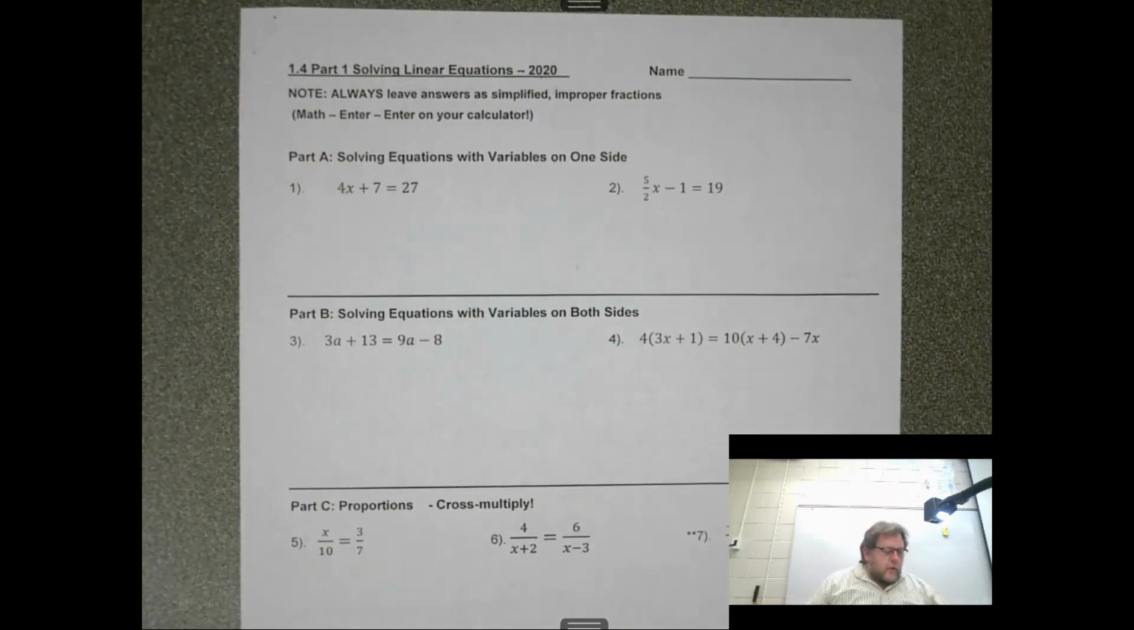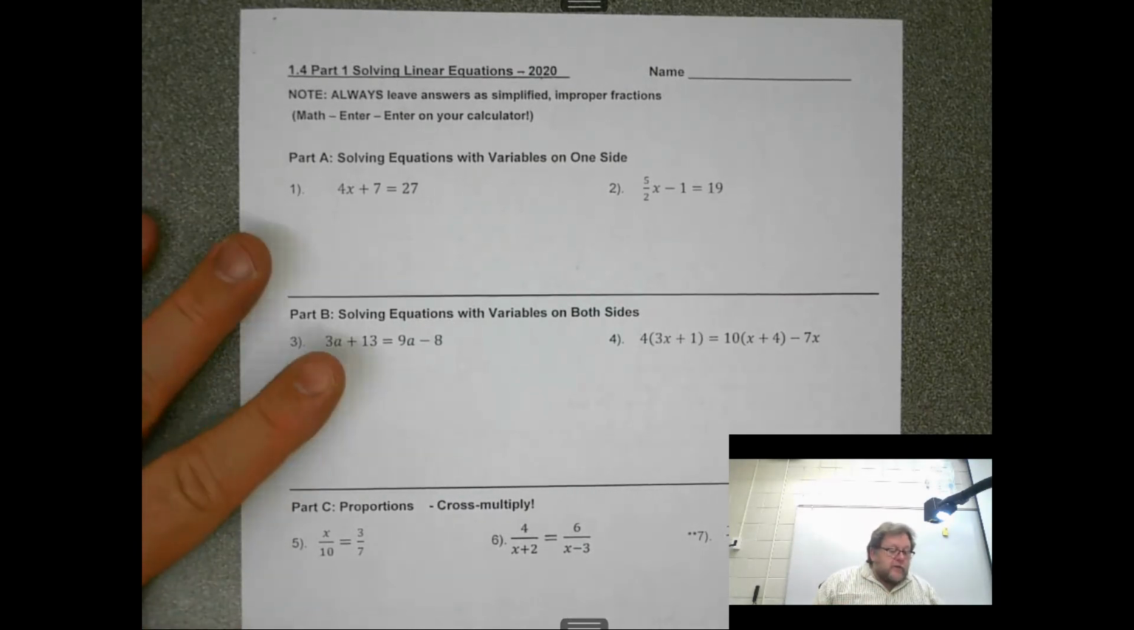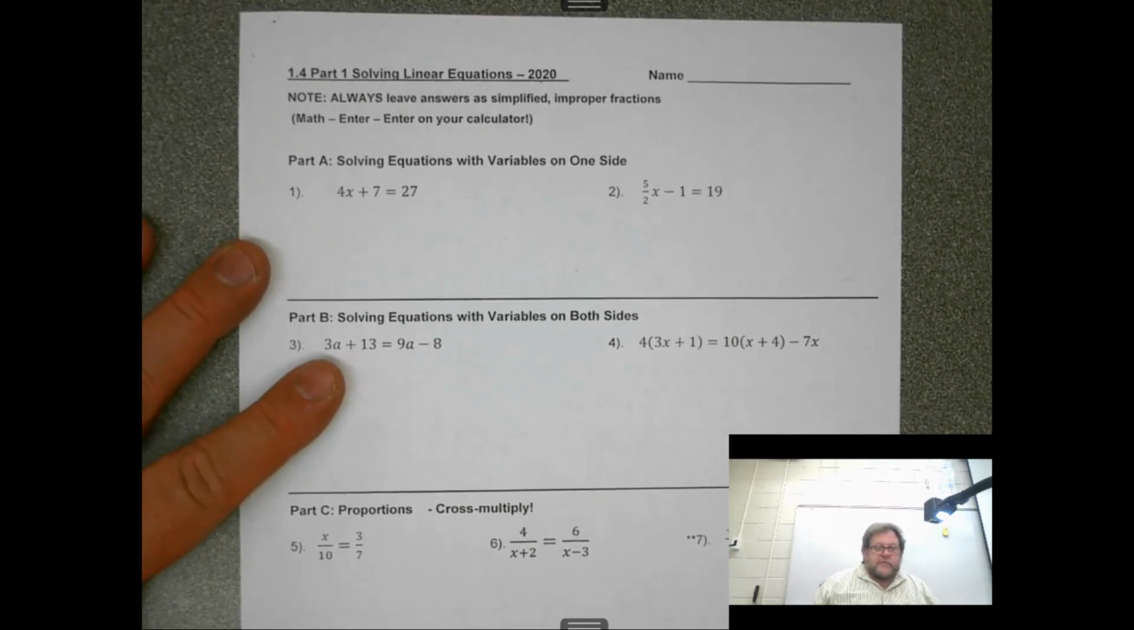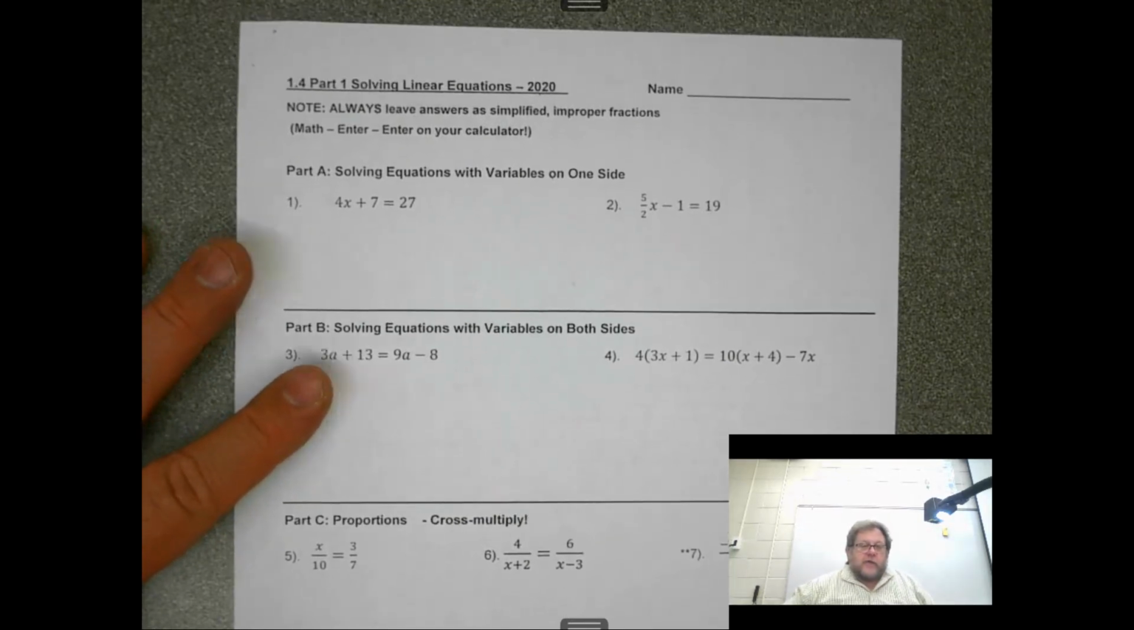Okay, part one is some review of solving some two or three step equations and reviewing some fractions too as we go along here. So let's look at the first part, part A, where we have 4x plus 7 equals 27.